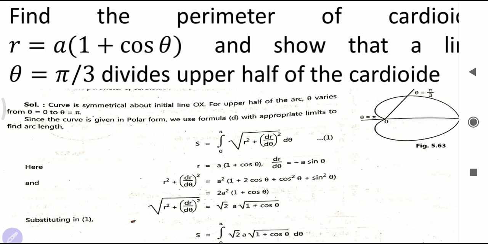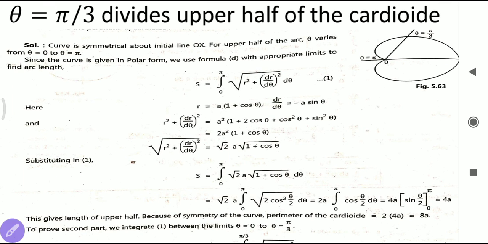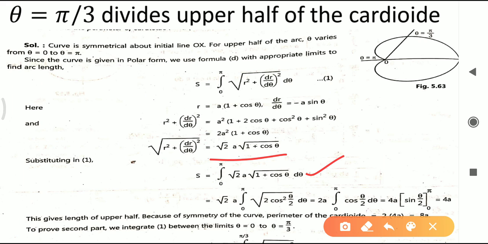When you add it, you are going to get something like this, root of 2a into root of 1 plus cos theta. Now when you put this value in the formula, s is equal to integral 0 to pi root 2a into root of 1 plus cos theta. I hope all of you remember that 1 plus cos theta can be written as 2 times cos square theta by 2. That I'm putting over here. Root of 2a I'm taking outside the integration. Okay, so what you are left with, 2a integral 0 to pi cos of theta by 2.